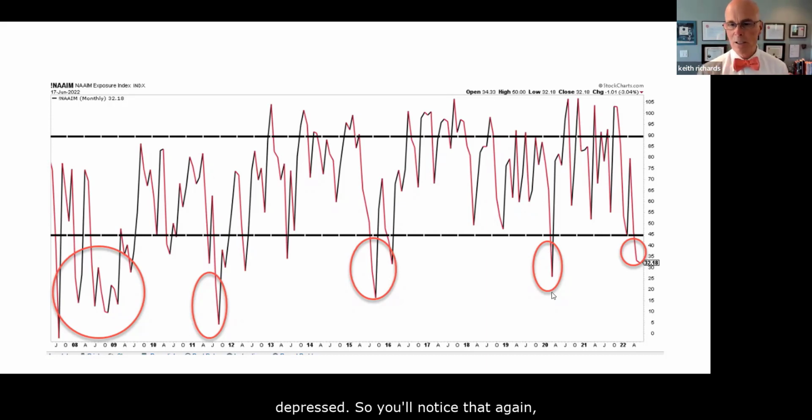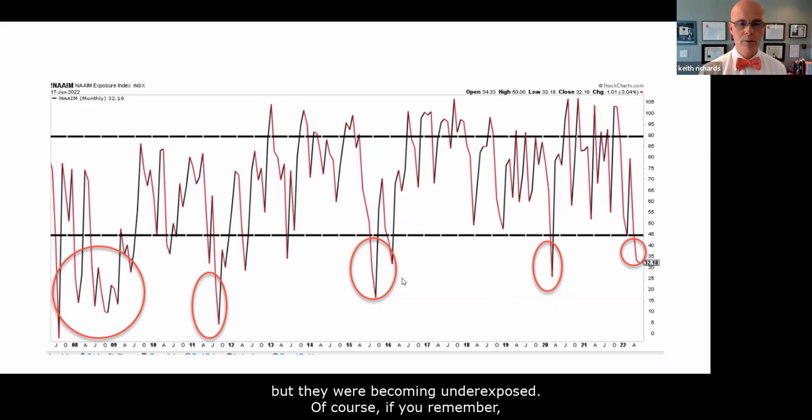The best time to buy stocks is when things are really bad and everybody's depressed. So you'll notice that, again, in the crash of 2020, in the pullback in 2015, some of you might remember that. Even at the end of 2018, you can see they were not to my line here, but they were becoming underexposed. Of course, if you remember those old dogs out there who survived the 08 crash, you'll remember that there was a subsequent correction in the summer of 2011. And as you can see, here's June. It was around August, actually, that correction was about 20-odd%. And you can see investment managers then became underexposed to the market right after a 25% crash.